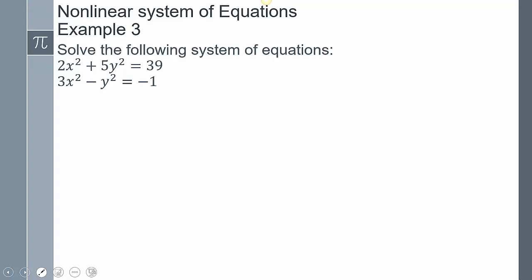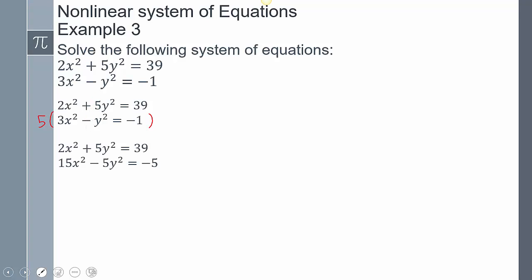Example number 3 here. Now notice, because these are both x squareds and these are both y squareds, I could actually use the elimination method to be able to solve for it. And so with this system of equations here, if I multiply this equation by 5, these are going to be opposites. This is going to be a positive 5, and this is going to end up being a negative 5. And so adding the equations together, they're going to cancel out here. And so I'm going to get 17x squared, and this is going to be 34.